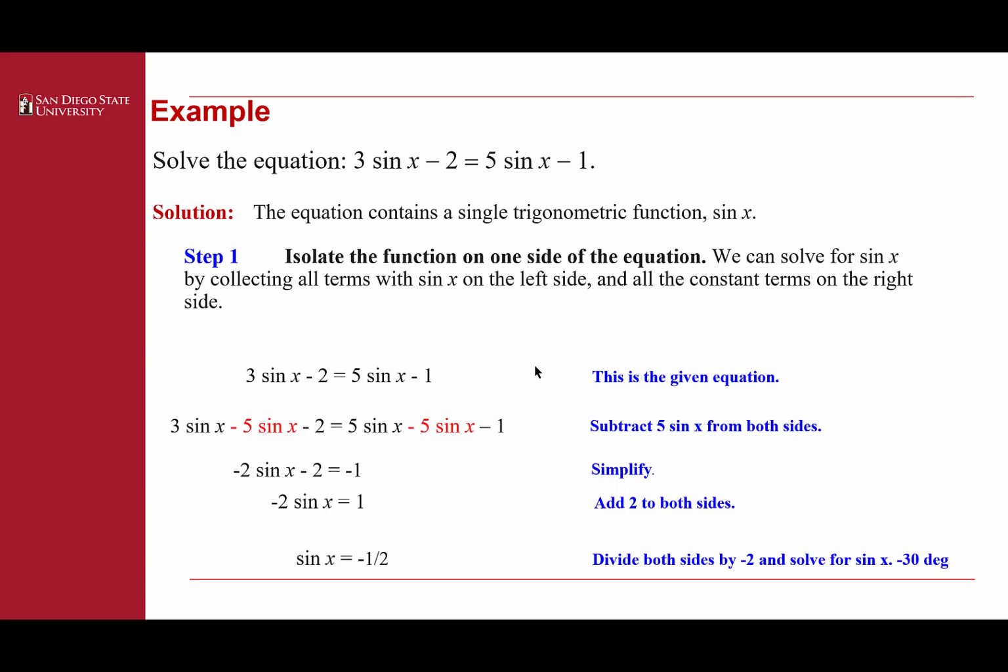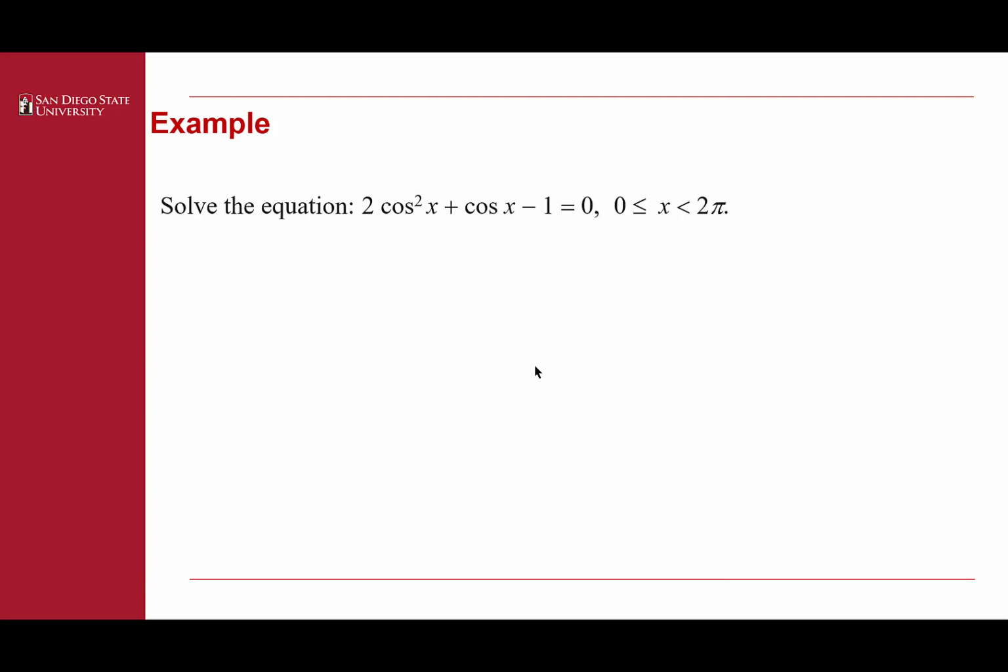And here we can easily see that the angle whose sinus gives minus 1 over 2 is 30 degrees. If you cannot memorize this, you can easily cheat online or take a look at the unit circle. Unit circle will help.